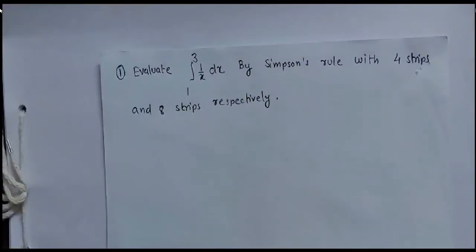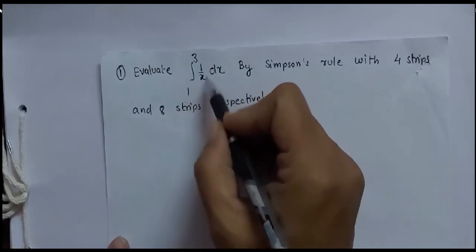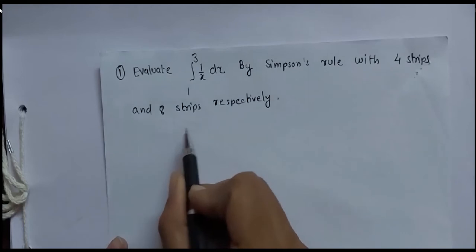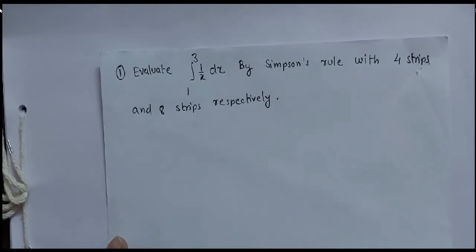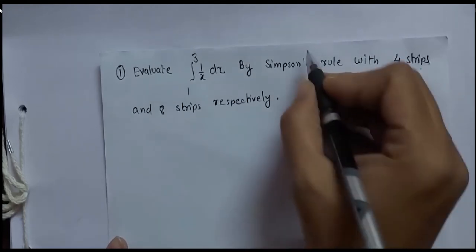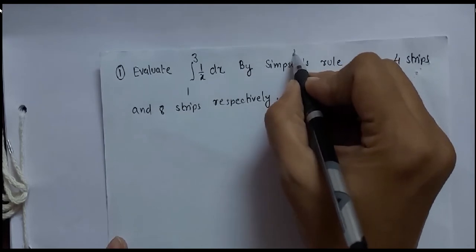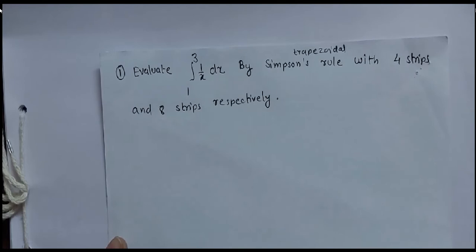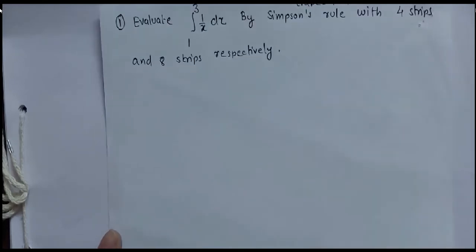Hello students, today we are going to evaluate the integral from 1 to 3 of 1 by x dx by Simpson's rule with 4 strips and 8 strips respectively. Along with Simpson's rule, we will use the trapezoidal rule to solve this. So let us begin. Solution.